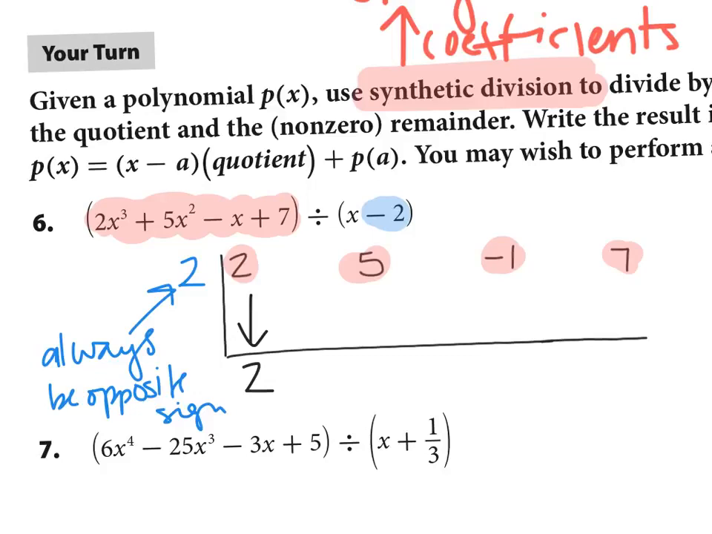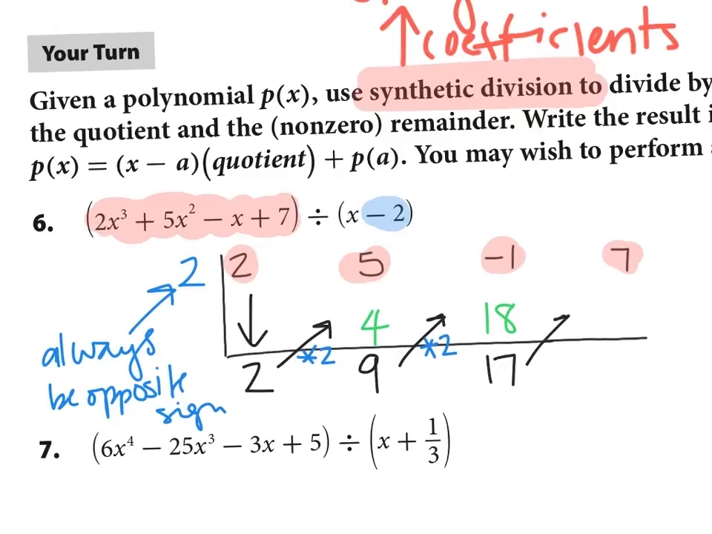First thing we're going to do is multiply 2 times 2. What's 2 times 2? 4. And now I'm going to add. What's 5 plus 4? 9. Okay. And I repeat that process over and over again until I run out of things to do. So now I'm going to multiply 9 times 2. What's 9 times 2? Okay, so I have -1 plus 18, which is 17.